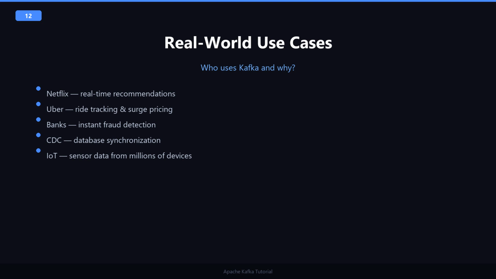Number 3, fraud detection. Banks use Kafka to analyze transactions as they happen. If your credit card is used in New York and then Tokyo 5 minutes later, a Kafka-powered system flags it instantly. Number 4, data synchronization. Companies use Kafka to keep multiple databases in sync using change data capture. Number 5, IoT and sensor data. Factories, smart homes, and connected vehicles generate massive streams of sensor data. Kafka ingests all of it and feeds it to monitoring dashboards.